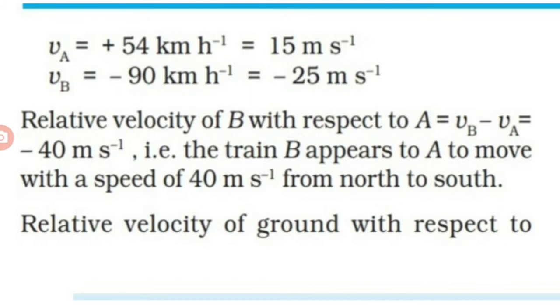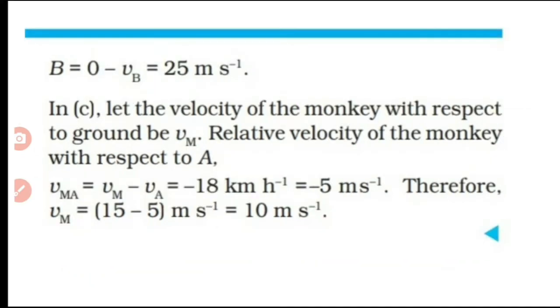That is, train B appears to move with a speed of 40 meter per second towards south direction for a person sitting in train A. So for a person sitting in train A, B appears to move south with a velocity of 40 meter per second. Now, the relative velocity of ground with respect to B.